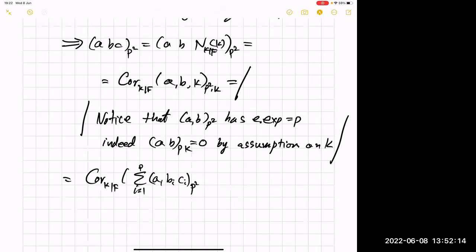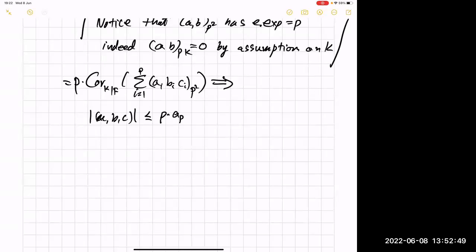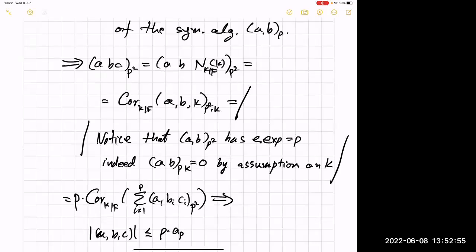So I'll write it like this. So the symbol length of ABC is at most P times the number of elements you need in order to compute a co-restriction, which comes to be P times A_P. And the way I computed it, that's done, that's it, nothing more to do. That's a very nice closed argument by Tignol that works.